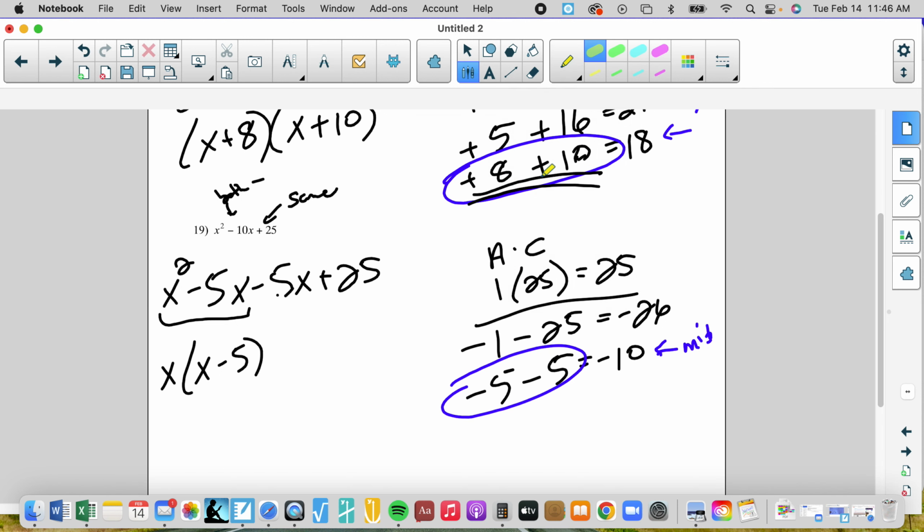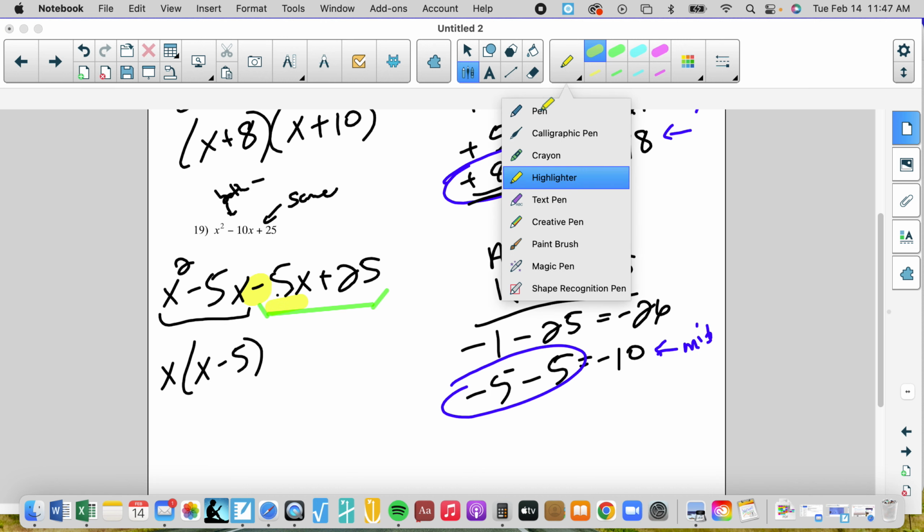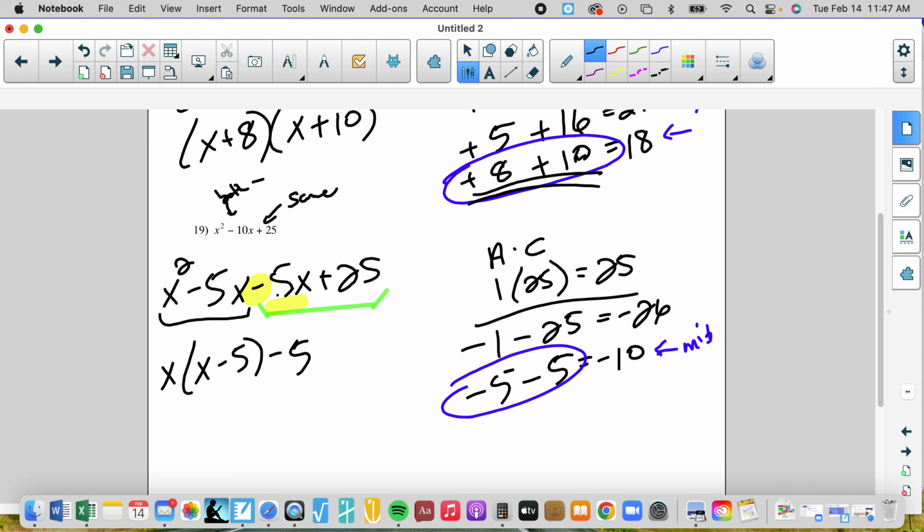Something interesting happened here in my second group. Notice my first term is negative. This is a negative 5x. If we have a negative as my first term, I must factor out a negative. So I got to factor out a negative 5. If I factor out a negative 5 from negative 5x, that leaves me with x. If I factor out a negative 5 from 25, remember it's dividing, that leaves me with negative 5. And we can check: what's negative 5 times x? Negative 5x. What's negative 5 times negative 5? Positive 25. So that is correct.